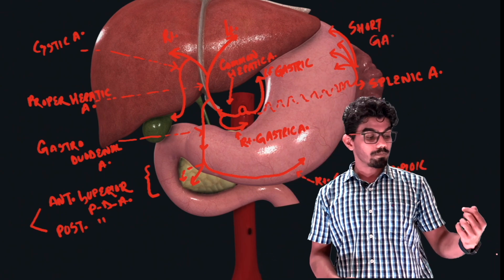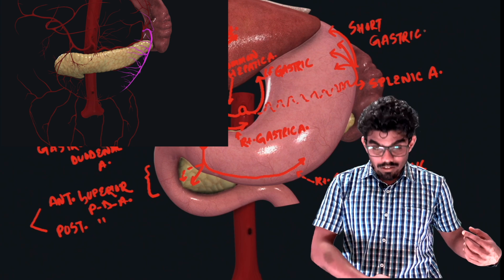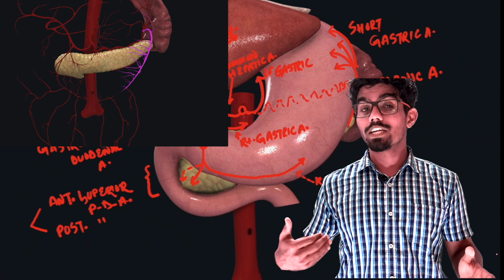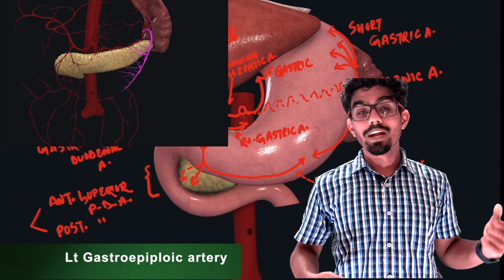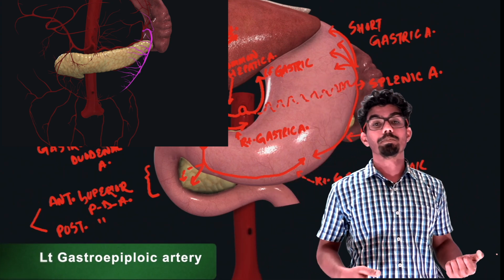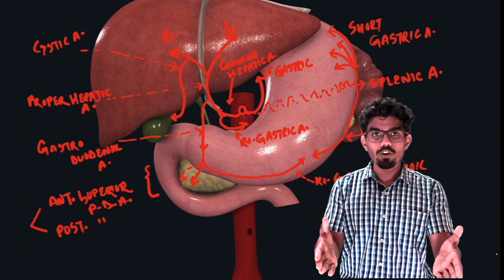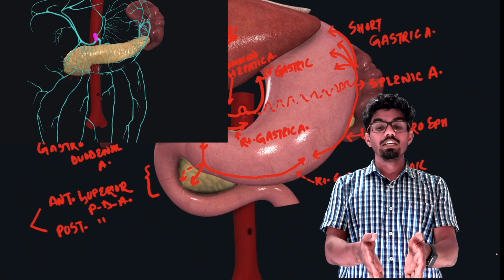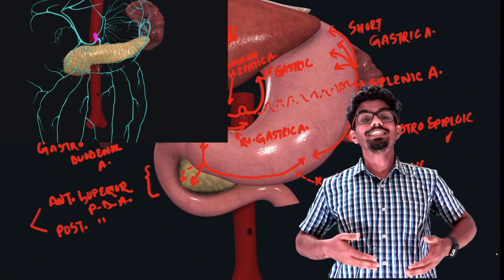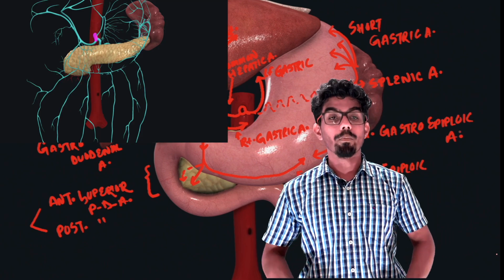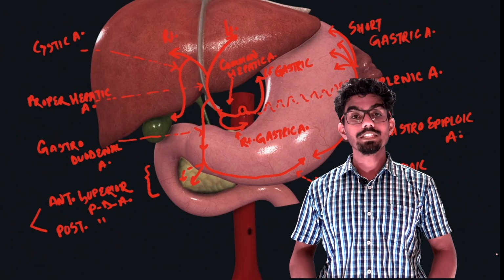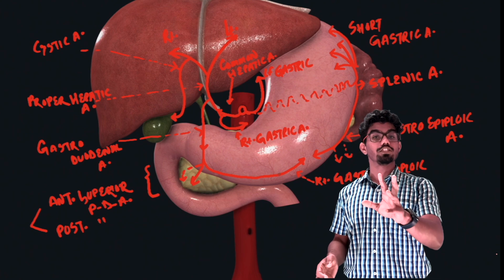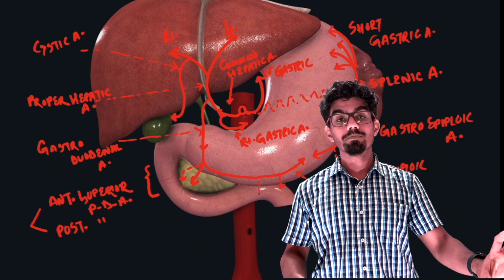Another branch of the splenic artery goes along the greater curvature of the stomach, like the branch of the gastroduodenal artery. This branch is called the left gastroepiploic artery. The gastroepiploic arteries are also called the gastroomental arteries because these arteries supply the gastric region along with the omentum, the greater omentum region. Now, the splenic artery also gives branches to the pancreas region.